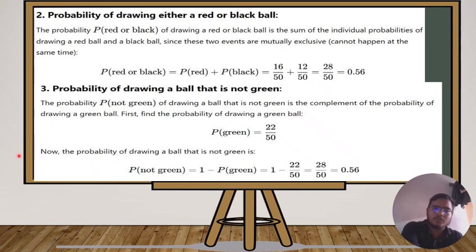Number of favorable outcomes by number of balls. How many? Can you see and tell? I think 22 balls. So the number of favorable outcomes of green is 22 by 50 total. So not getting green means 1 minus P of A.